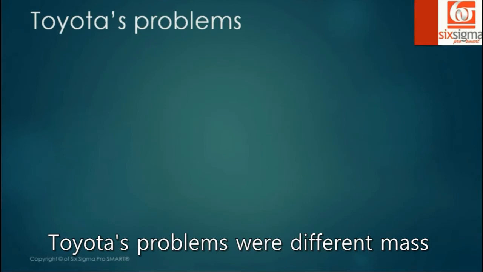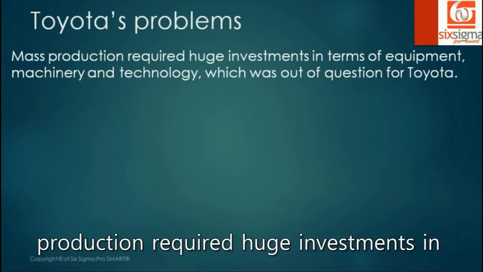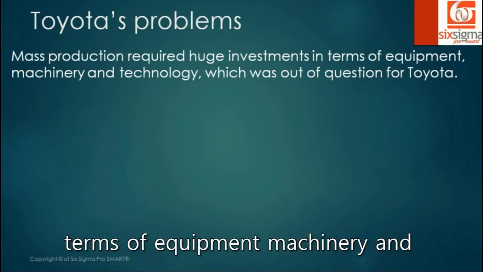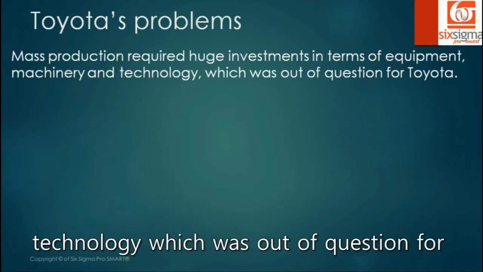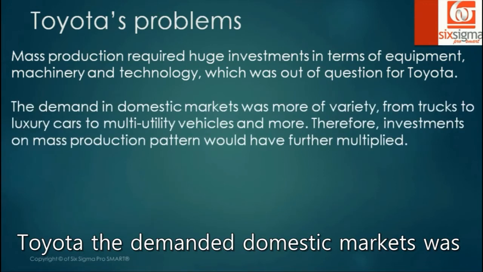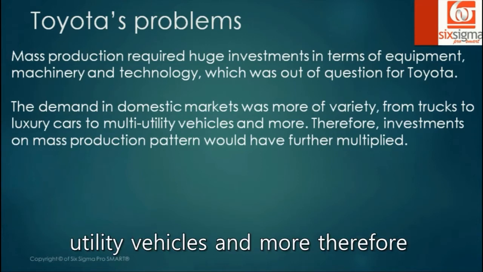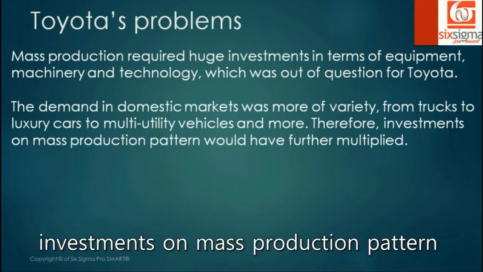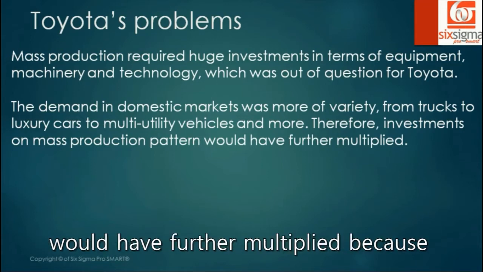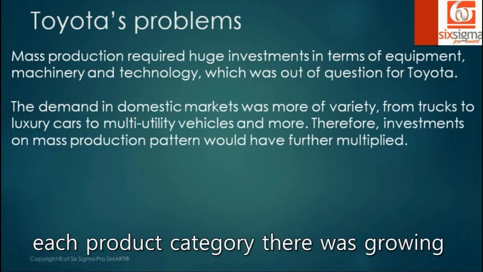But Toyota's problems were different. Mass production required huge investments in terms of equipment, machinery, and technology, which was out of the question for Toyota. The demand in domestic markets was more of variety, from trucks to luxury cars to multi-utility vehicles and more. Therefore, investments in a mass production pattern would have further multiplied because you need a different assembly line for each product category.